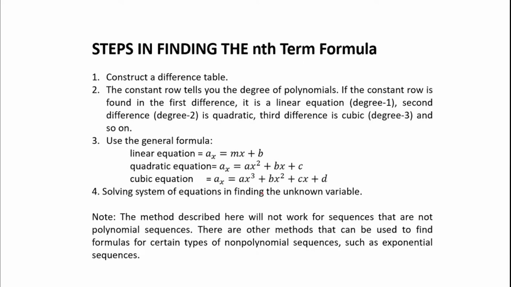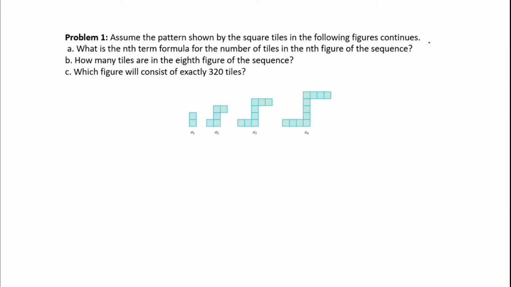So let us review the steps in finding the n-term formula. First is the difference table. Second, you get the constant row, that is, you find in what difference it appears, whether the first difference or the second difference. Next is the general formula, and next is the system of equations. Okay, so let us have problem number 1.